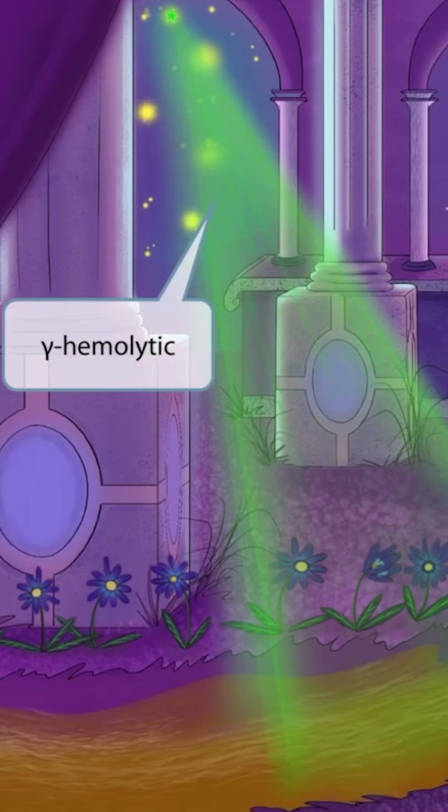A gamma ray is a type of electromagnetic radiation that can naturally occur from terrestrial bodies. So we thought a green ray emanating from a star would be a good symbol for gamma hemolysis. So gamma ray, gamma hemolytic.